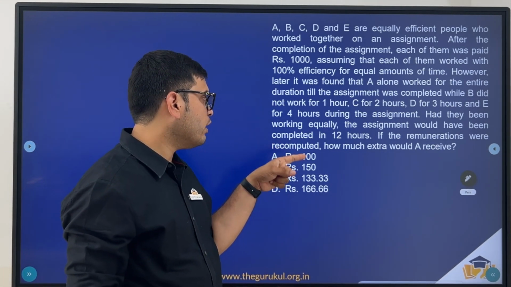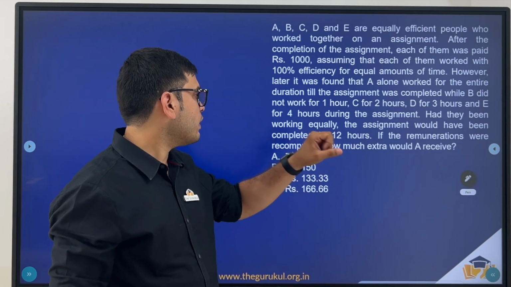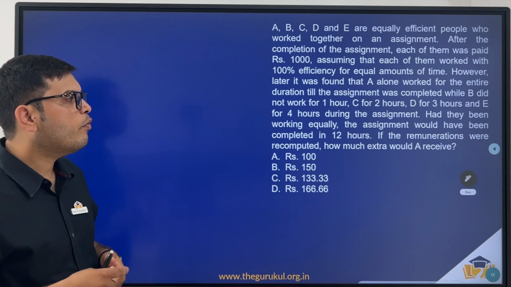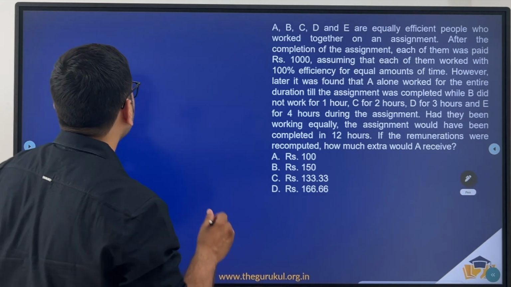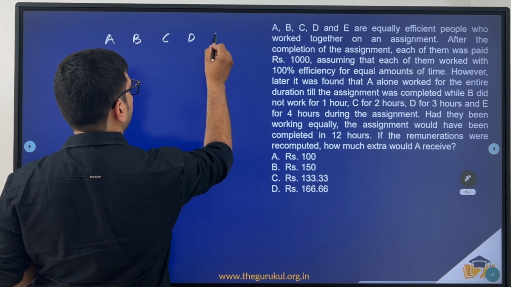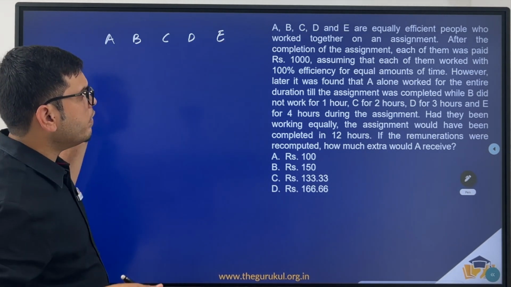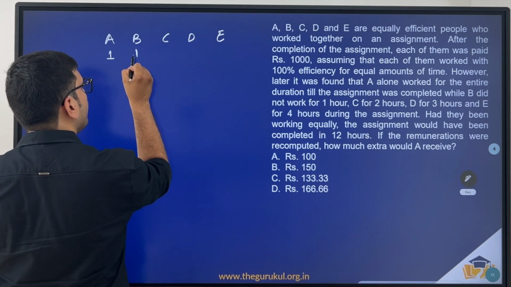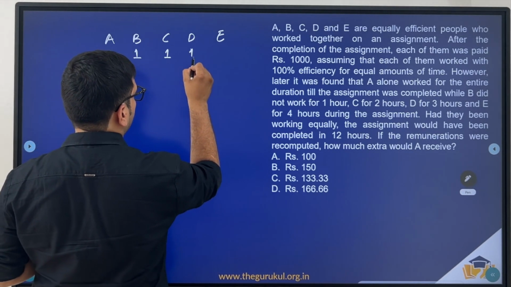Had they been working equally, the assignment would have been completed in 12 hours. If the remunerations were recomputed, how much extra would A receive? Now, we have 5 persons A, B, C, D, and E, and they are equally efficient. So let me consider each of them will be doing 1 unit of work in 1 hour.